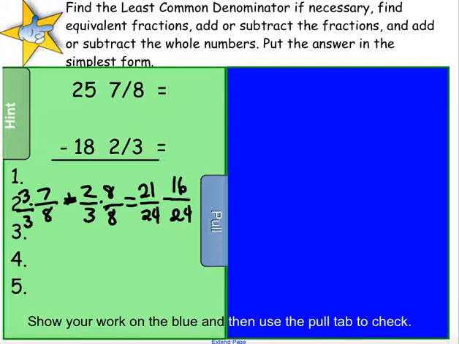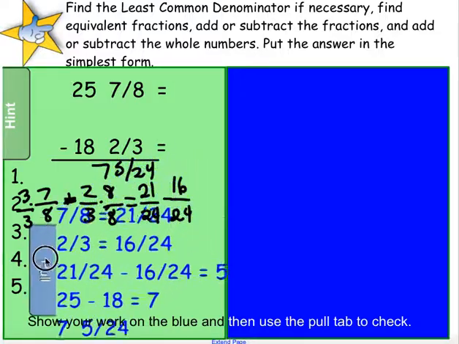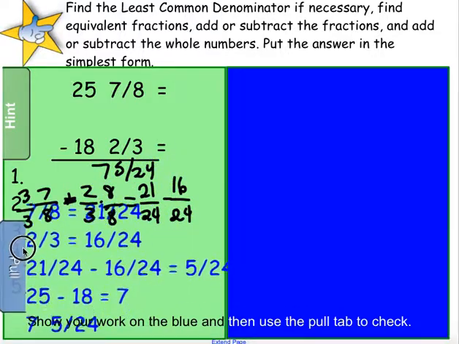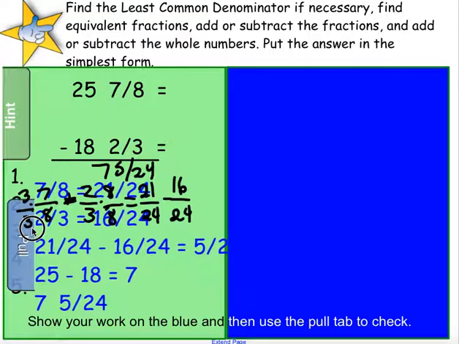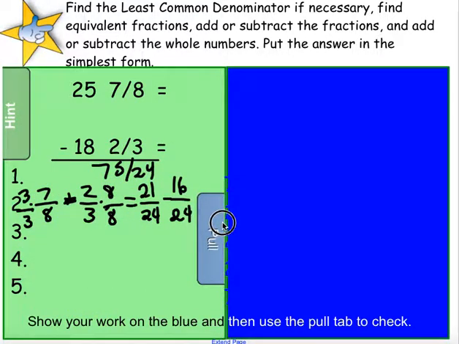Okay, so we subtract the fractions and get 5 over 24, and we subtract the whole numbers. 25 minus 18 is 7. So we get 7 and 5/24. So let's see if we got it right. I should be able to pull this over, and we see that we subtract, we get 5/24, and our final answer down there is 7 and 5/24. Okay.